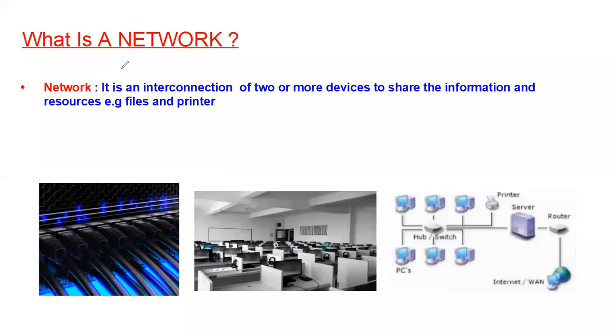So we'll see what a network is first. This is the definition of a network. A network is an interconnection of two or more devices to share information and resources, for example, files and a printer. To understand this definition, we need to understand what will happen if there is no network. Then you can understand this definition well.